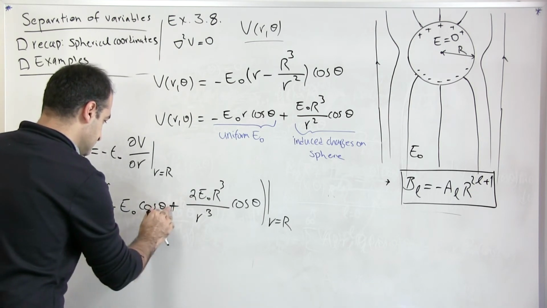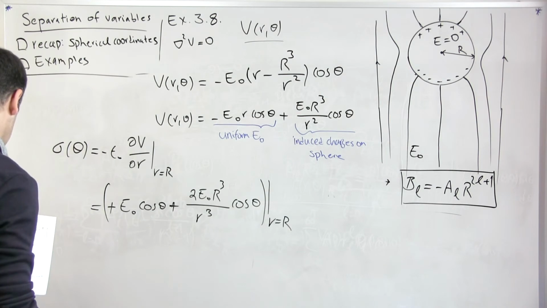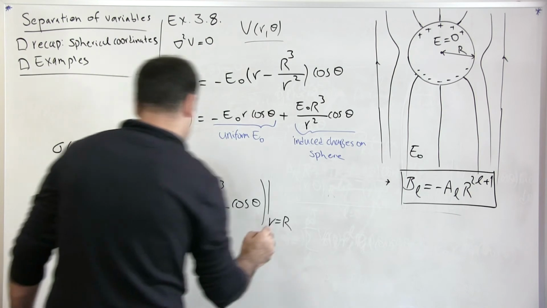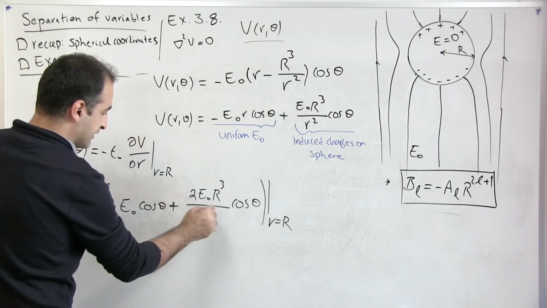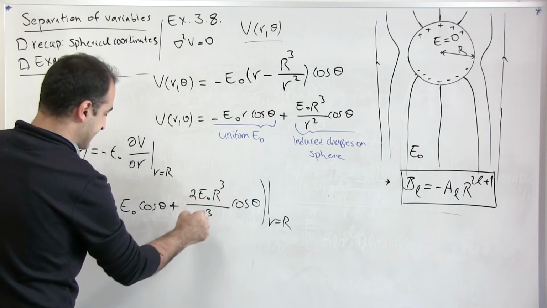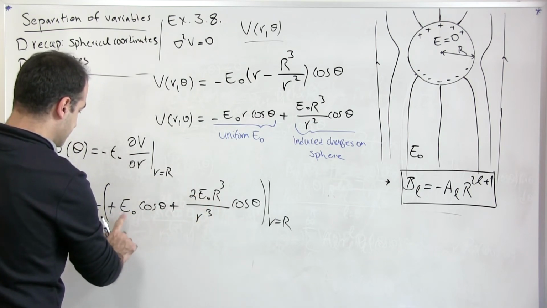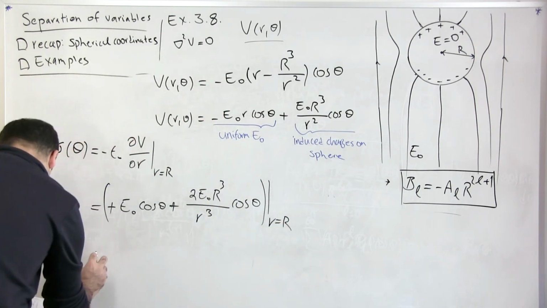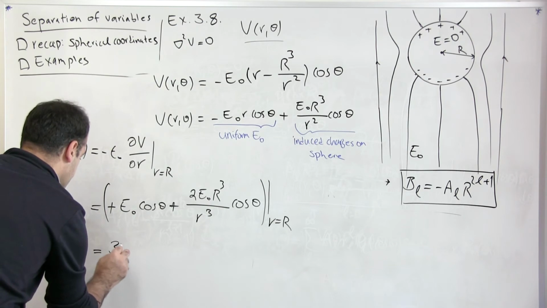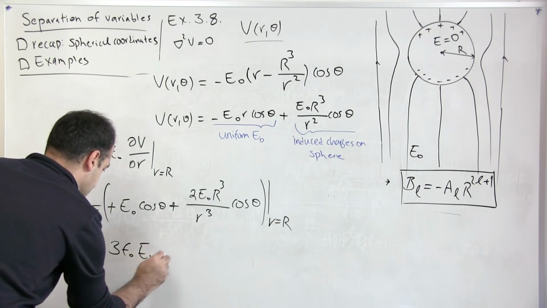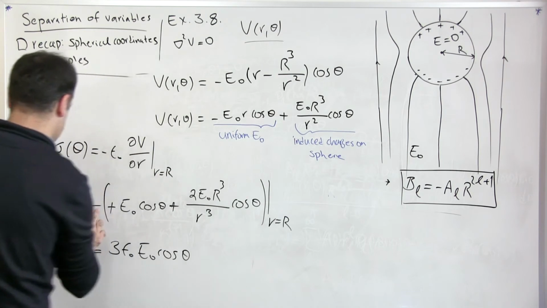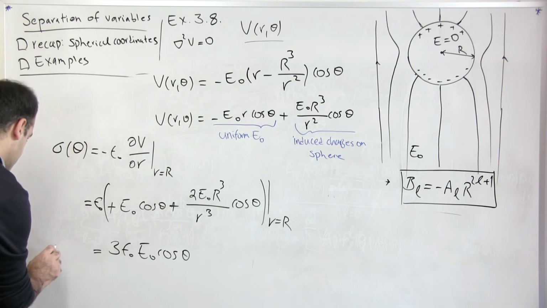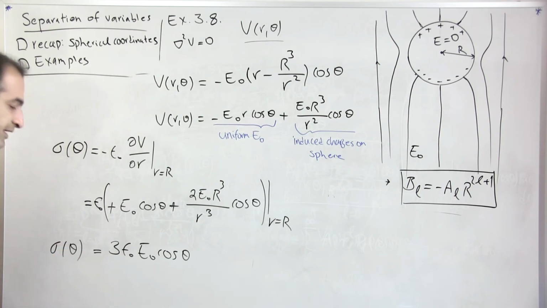Okay. So these combine at r equals R. Here we get capital R to the power of 3 that cancels out with the other one. We get two terms, E naught cos theta and then 2 E naught cos theta. The combination becomes 3 epsilon 0 E naught cos theta. Okay. By the way, I have an epsilon naught coefficient here as well. So this is the sigma, the surface charge density as a function of theta.